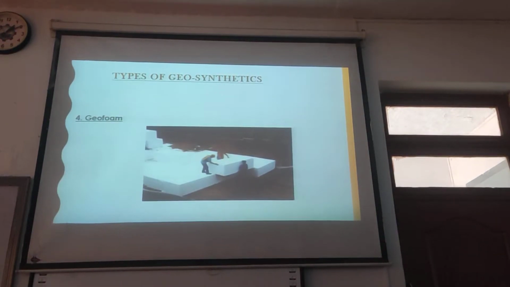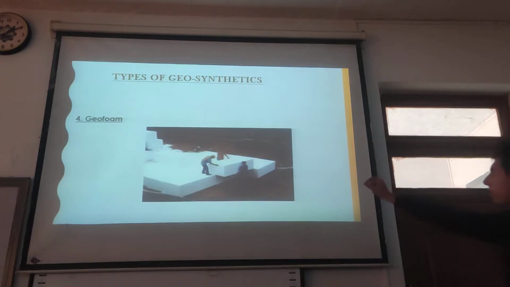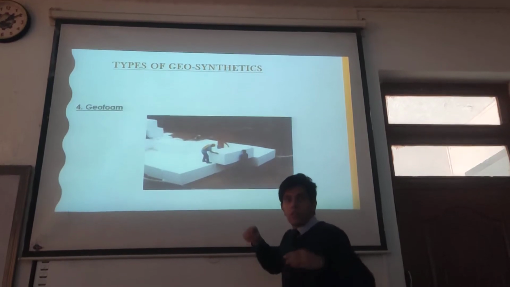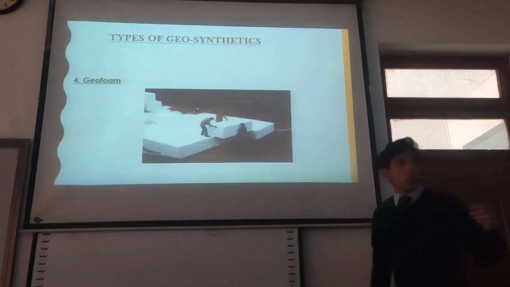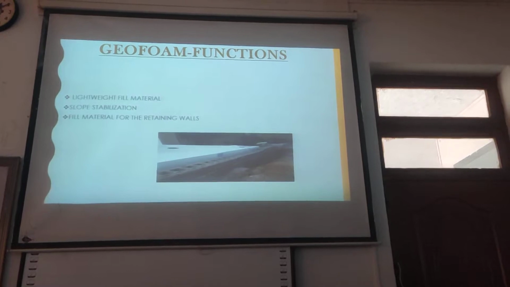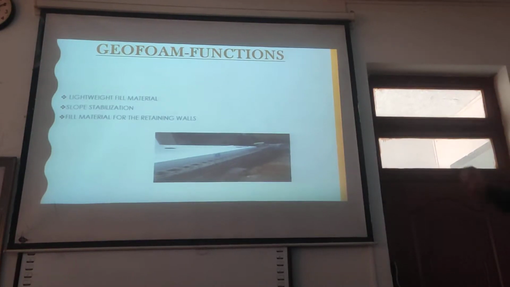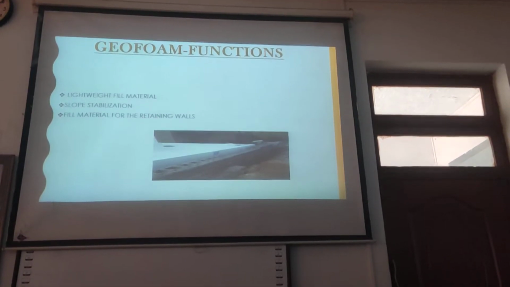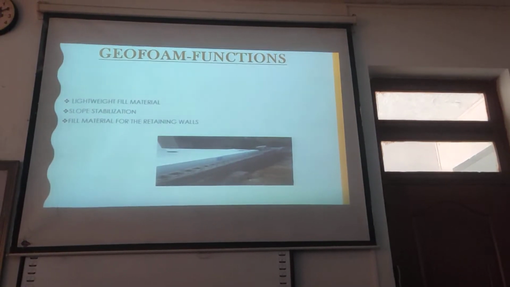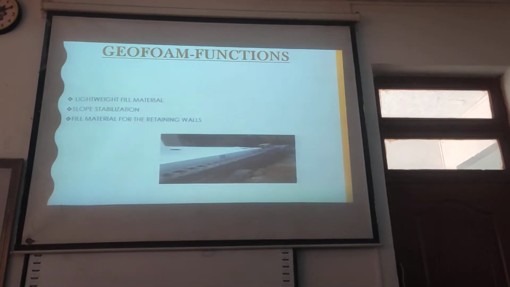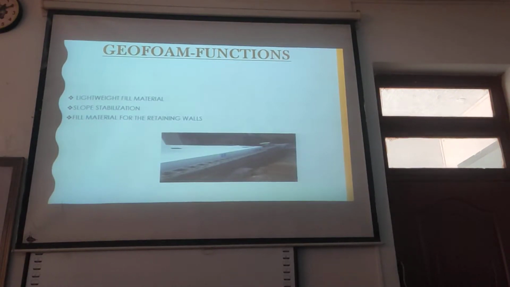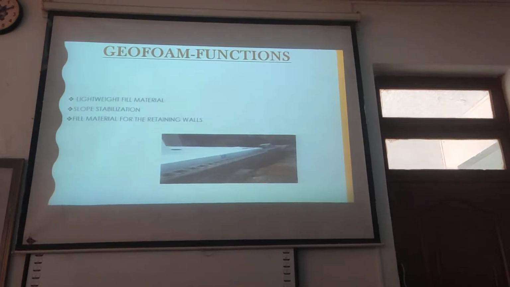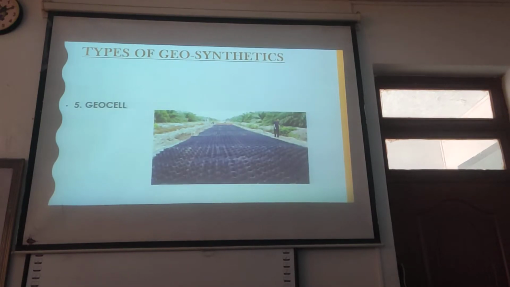Okay, the next type is going to be the geofoam. You can see those white blocks. They are actually made up of extruded or expanded polystyrene that are manufactured into large and lightweight blocks. Now, what are its various functions? It contains lightweight fill material. It provides stabilization to a slope that is mainly encountered in the hilly areas or areas having very steep terrain. And it is also used as a fill material for the retaining walls. We all know what a retaining wall is. It is actually a vertical wall or a structure that is used to prevent our actual superstructure from collapsing due to soil erosive forces.